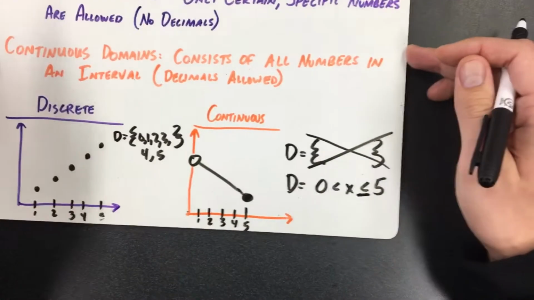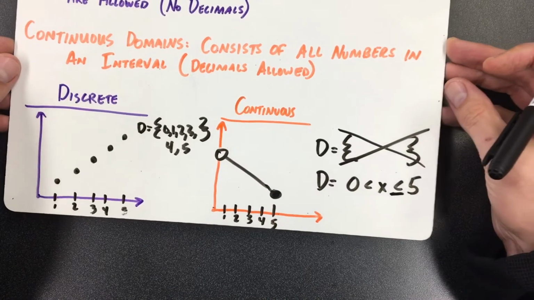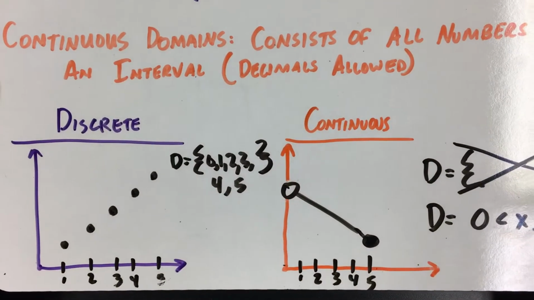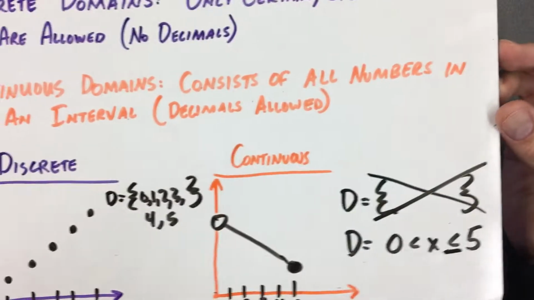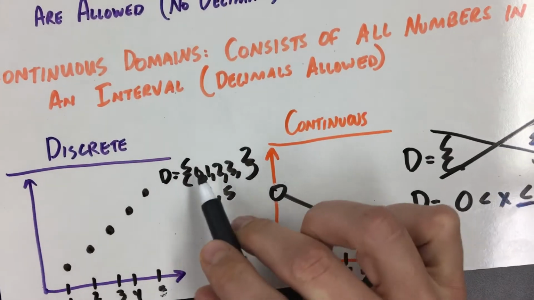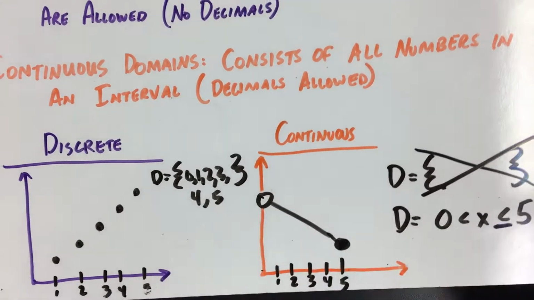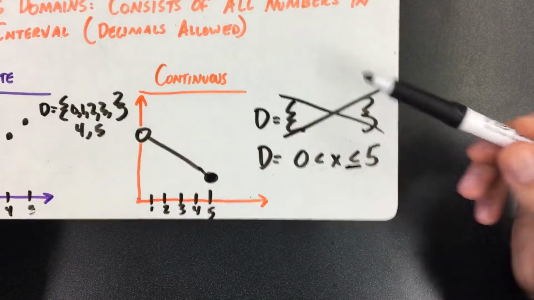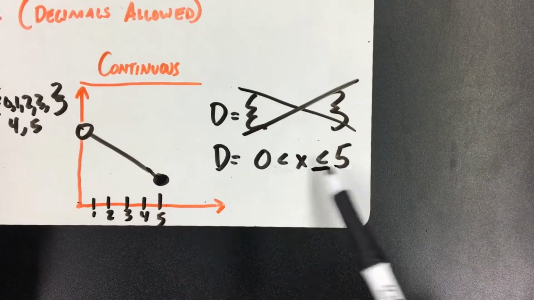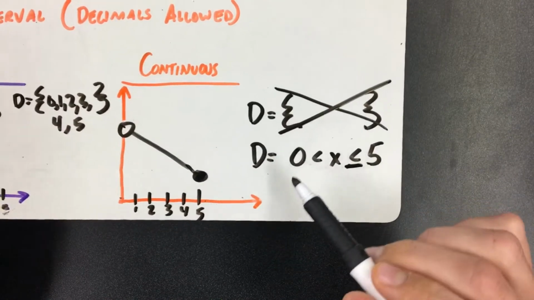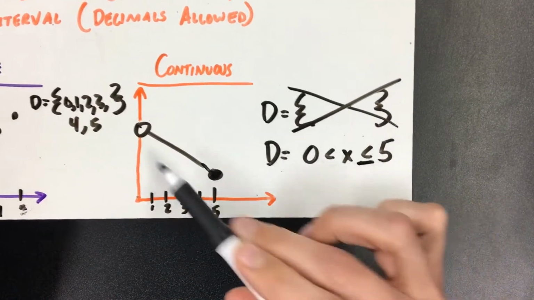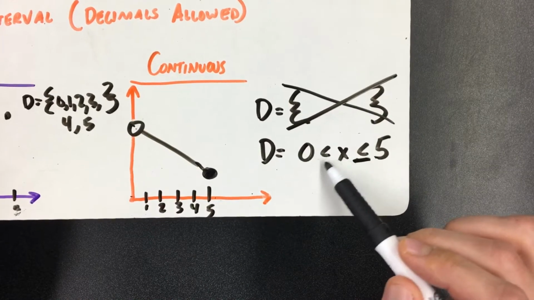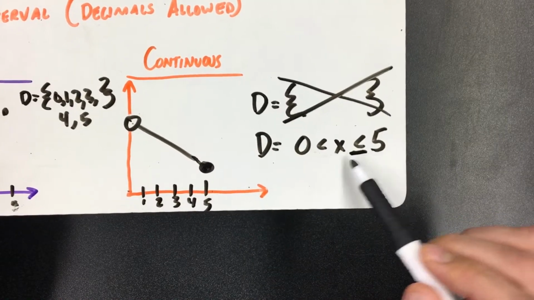So that's how you can tell if a graph is discrete or continuous. If it's all separate dots, it's going to be discrete, and whenever you list the domain, you just list the numbers, 0, 1, 2, 3, 4, 5, whatever these x coordinates are along the bottom. If it is a line segment, you're going to write your domain as a compound inequality, all the numbers between 0 and 5. And if it's an open circle, you're not going to put the underline underneath it. If it's a filled in circle, you're going to put the underline underneath it.